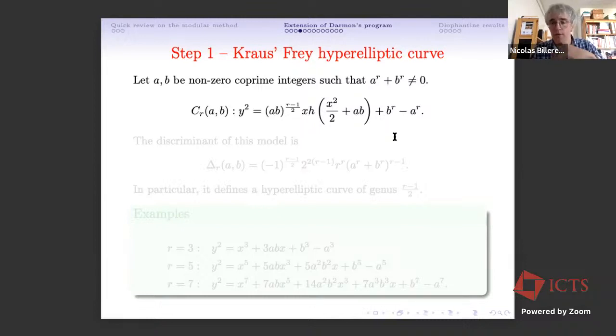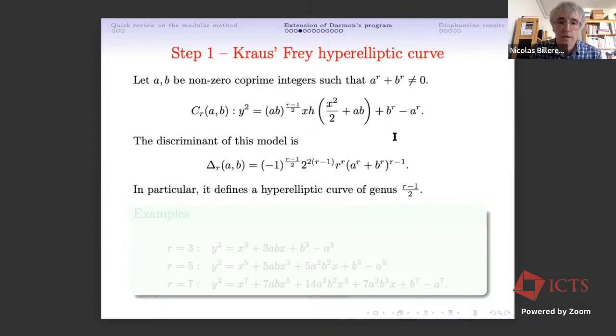At this step, I don't really need a and b to be part of a solution, but you can think of a and b being part of a solution to my Diophantine problem. It's only using the fact that a and b are non-zero coprime integers, such that a^r + b^r is non-zero. So once you have such a pair of integers, you can consider the following hyperelliptic curve, C_r(a,b), whose equation you can see on the slide. It's a bit complicated, but I will show you some examples in a few seconds.